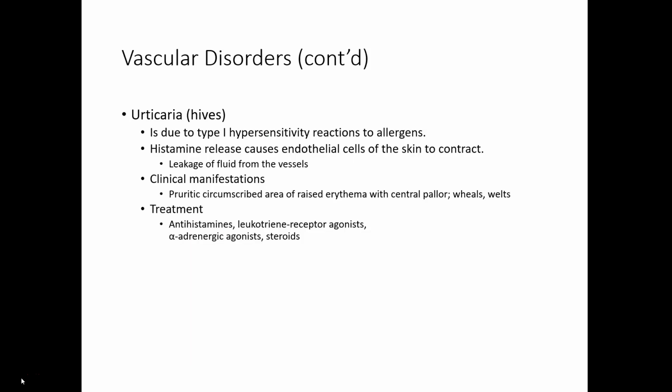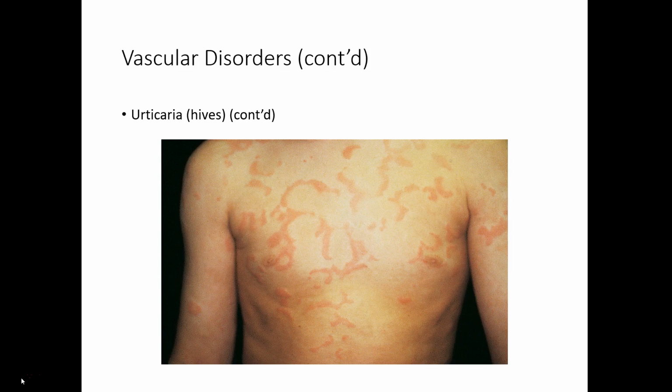Urticaria, hives. Hives are due to a type 1 hypersensitivity reaction to allergen. And you have a histamine release causing the endothelial cells of the skin to contract, and then you get leakage of the fluid from the vessels. And that's where you get that hive appearance. Clinical manifestations, you'll get this pruritic, circumscribed area of raised erythema with central pallor, wheals, and welts. Treatment, antihistamine. Once again, this is due to histamine release. So if you block that, antihistamine, the leukotriene receptor antagonist, as well as alpha adrenergic agonist and steroids. This is a really good picture of hives or urticaria.